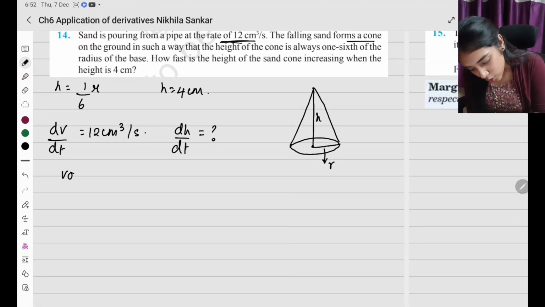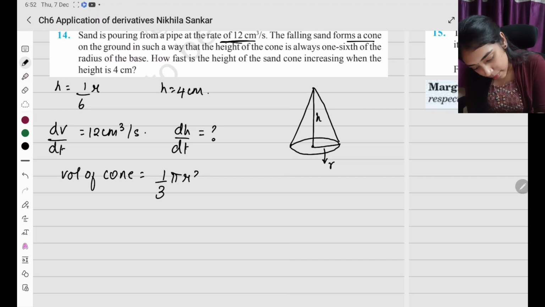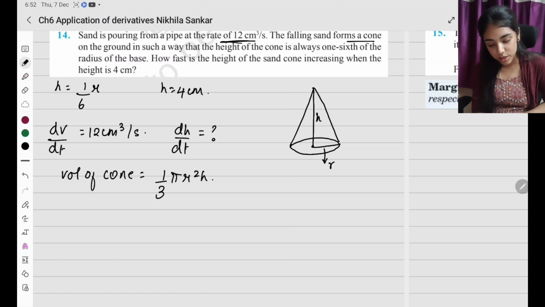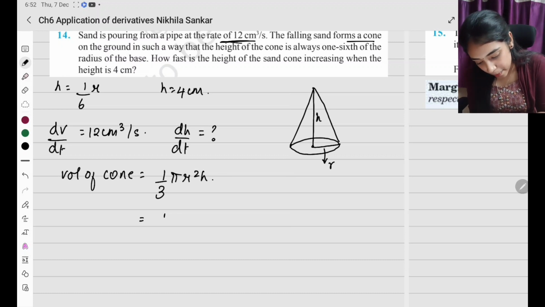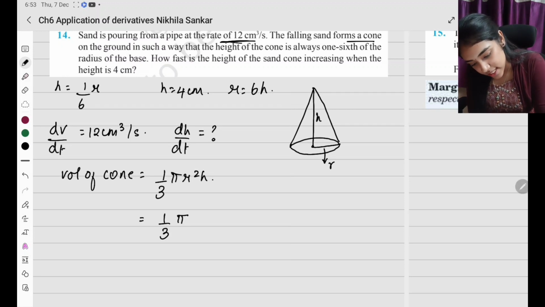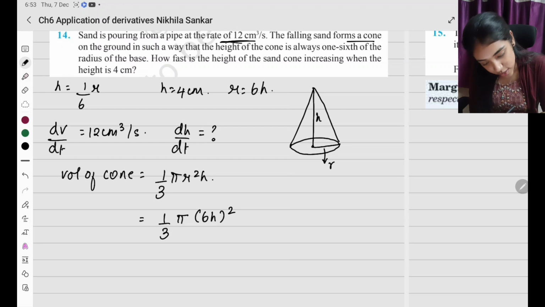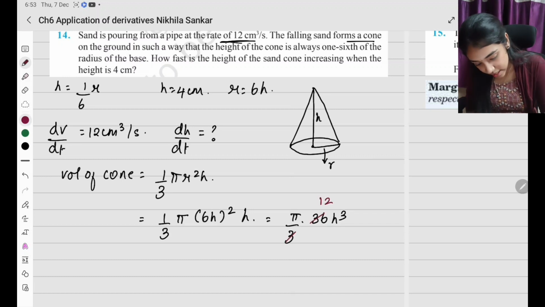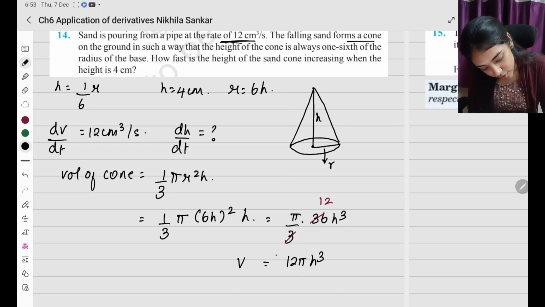I know that the volume of a cone, since we are talking about a cone here, is going to be 1/3 pi r square h. Correct? We have studied this in the volume chapter. So here you have 1/3 times pi. R and h, I need a single variable, since I need dh by dt. I am going to write r in terms of h. So r equals 6 times h. So I have 6h the whole square, times h. This is going to be pi/3 times 36 h cube. I can cancel this, 3 12s are 36. So this is going to be 12 pi h cube. This is going to be my volume of cone.